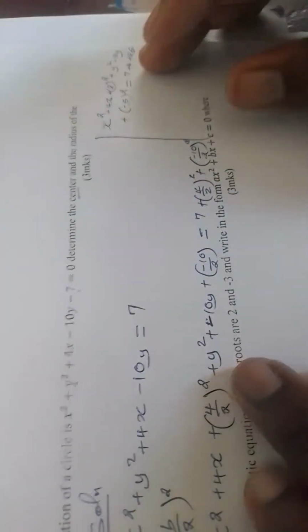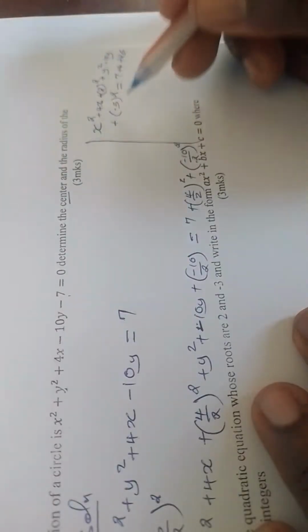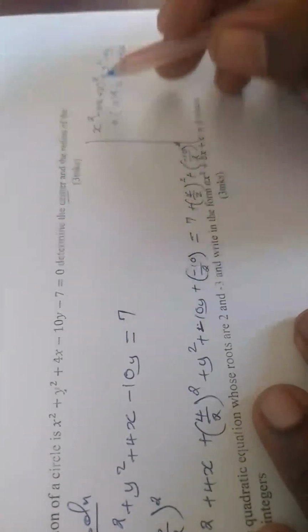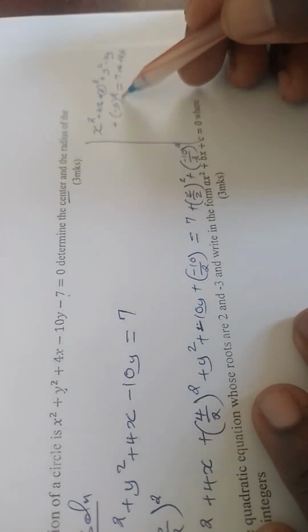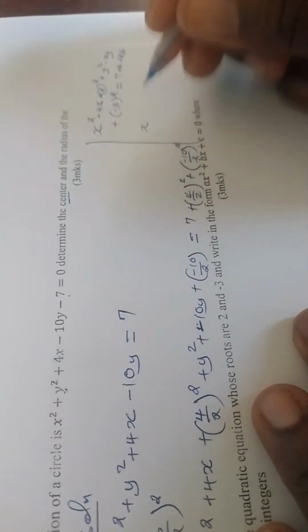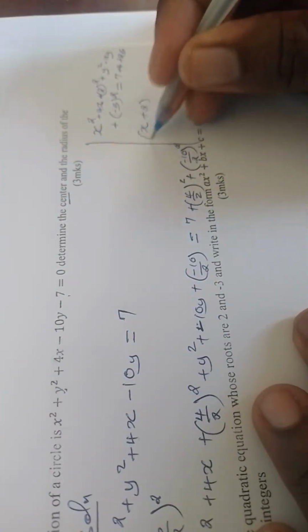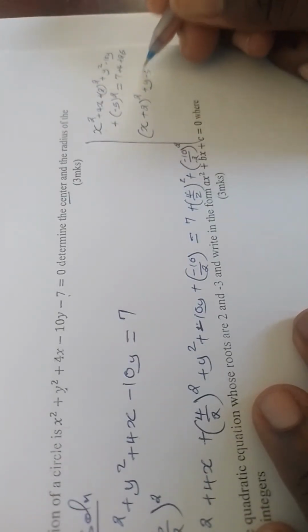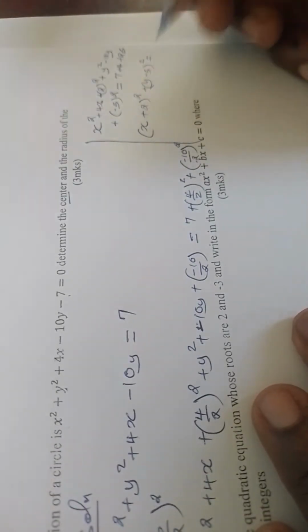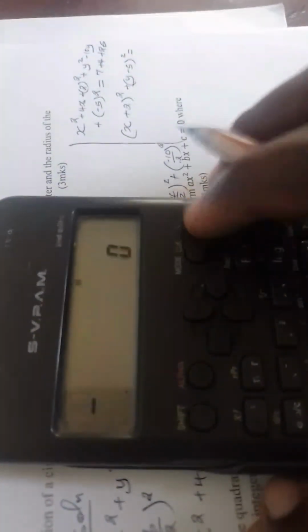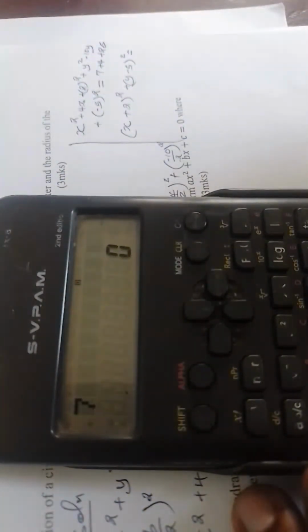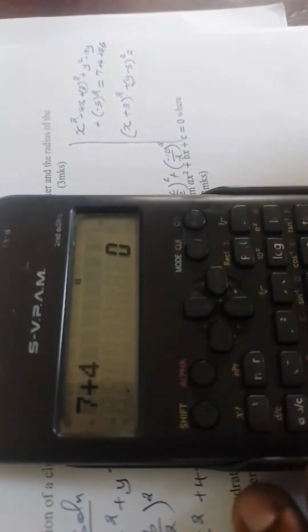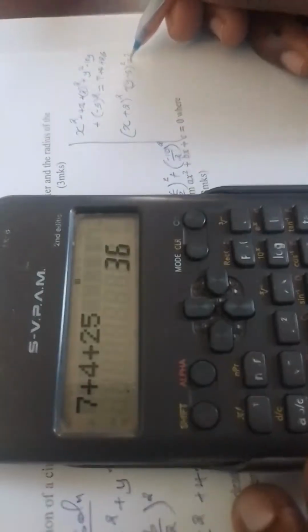So if you want to factorize, we can factorize this one and this one, from x to this one, from y to this part. So this one will be x plus 2, then square, then plus y minus 5, then square of that is equal to 7 plus 4 plus 25. So this one will give us 36.